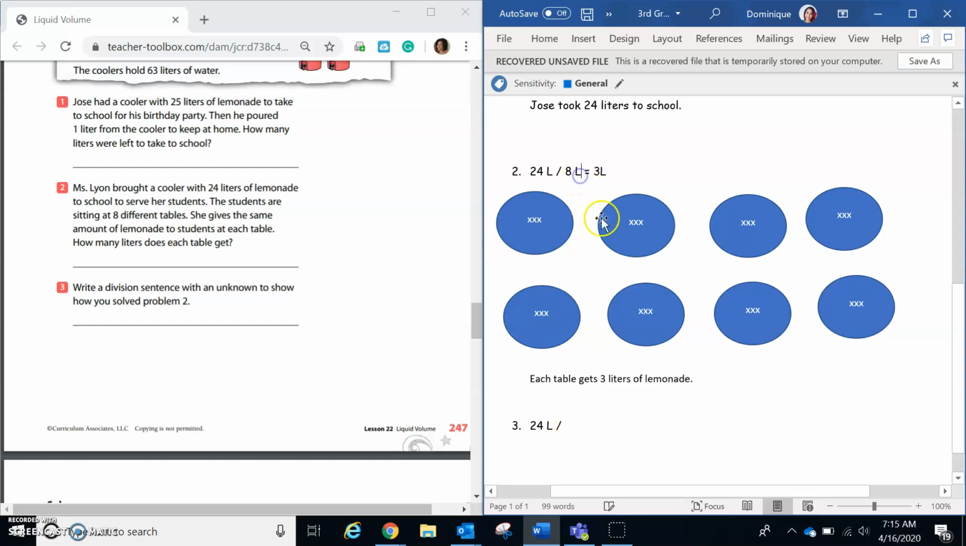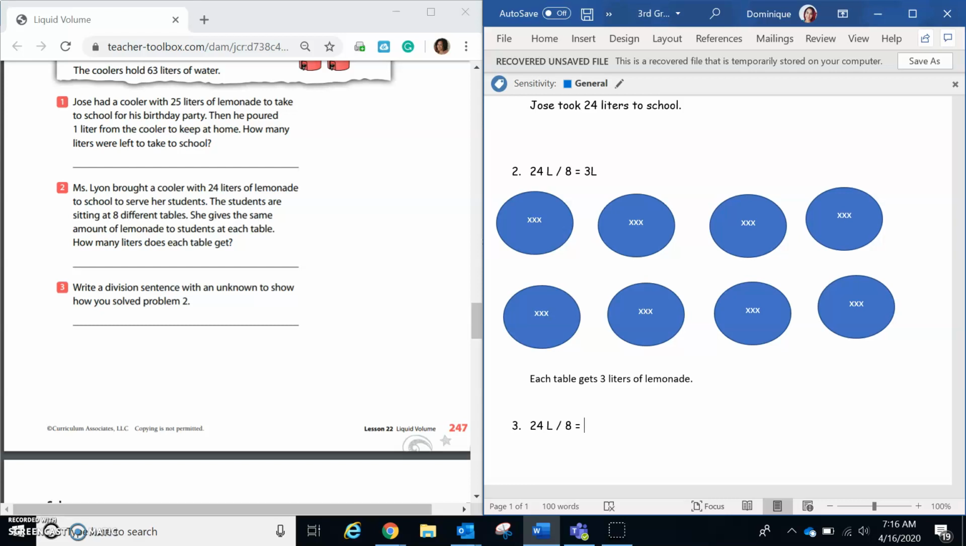And I'm sorry, we have to go back because this was not liters, those were just the tables. Divided by those 8 tables, which this was the information we already knew. So we already knew she had 24 liters of lemonade and she wanted to divide them out amongst the 8 tables. What we did not know was how many each table was going to get. So that is our unknown.